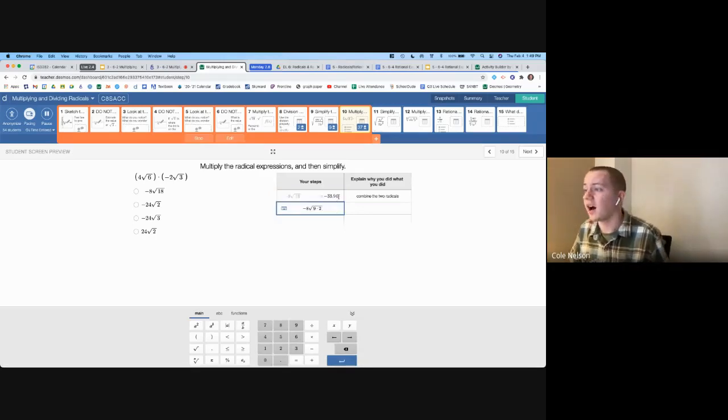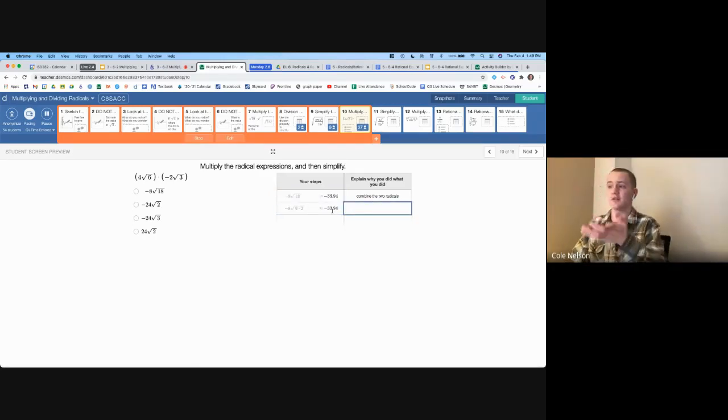This is actually really exciting. On Desmos, it gives you an answer. It tells you what the value of what you put in is. So you can make sure that you're making the right steps here.